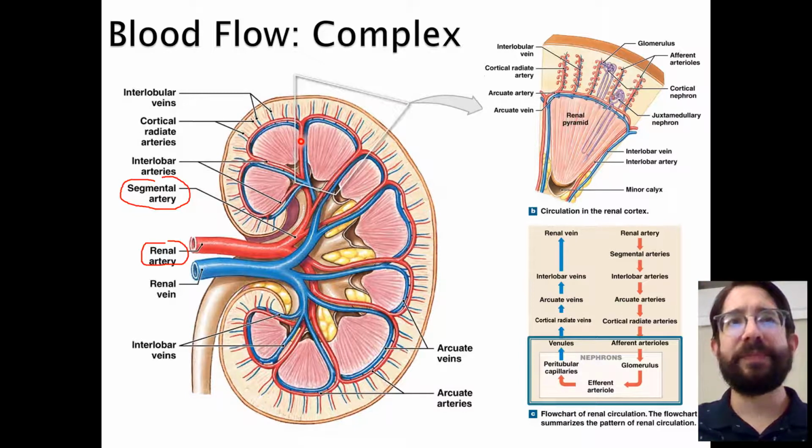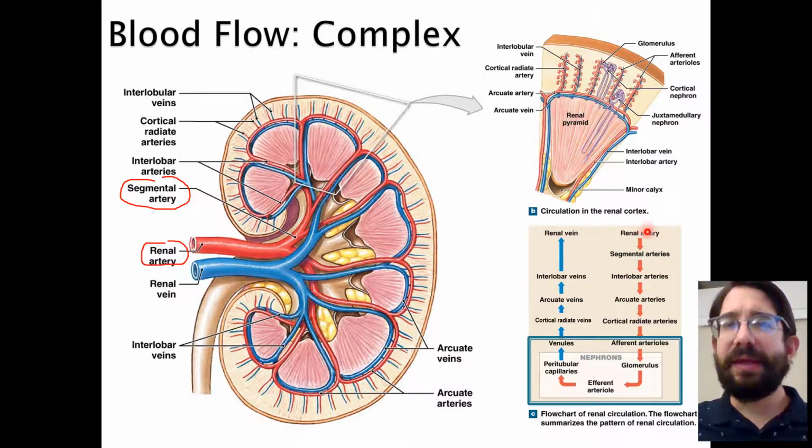That makes sense? And after they go in between the lobes, look at these arteries as they arc over the top of the renal pyramids. Because they arc like that, they're called arcuate arteries. Pretty good. And the last thing they do is they radiate into the cortex. They're like a ray of sunshine, a straight piece of vessel going into the cortex. So those are called cortical radiate arteries.